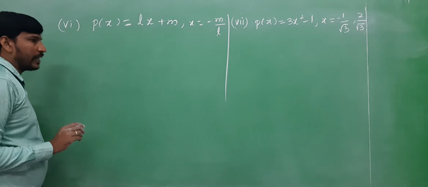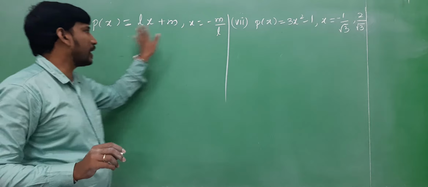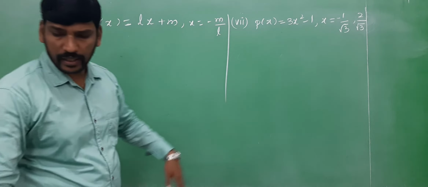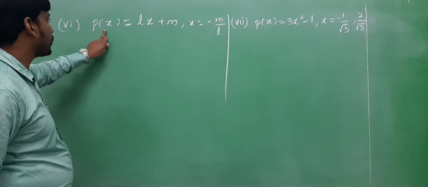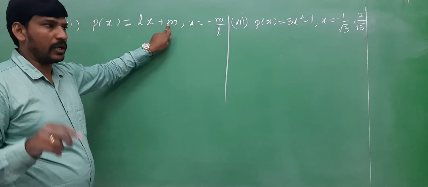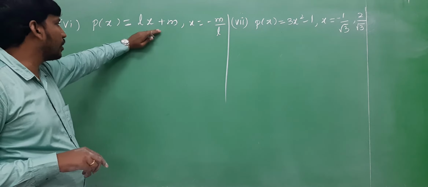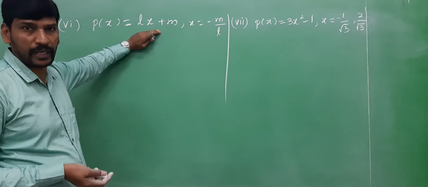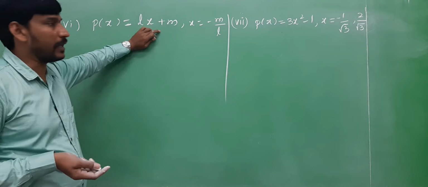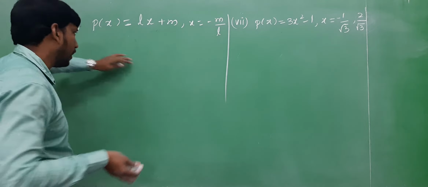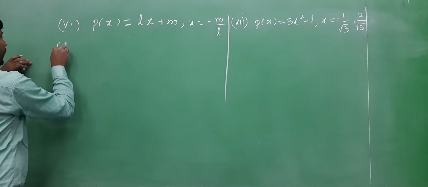Now let us find out question 6th bit as well as 7th bit. Okay, children, here if you observe, the 6th one is p of x is equal to lx plus m. I already gave one more point. This polynomial is in the form of ax plus b. The 0 of the polynomial ax plus b is nothing but minus b by a. Here minus m by l. Okay, this we need to once verify.